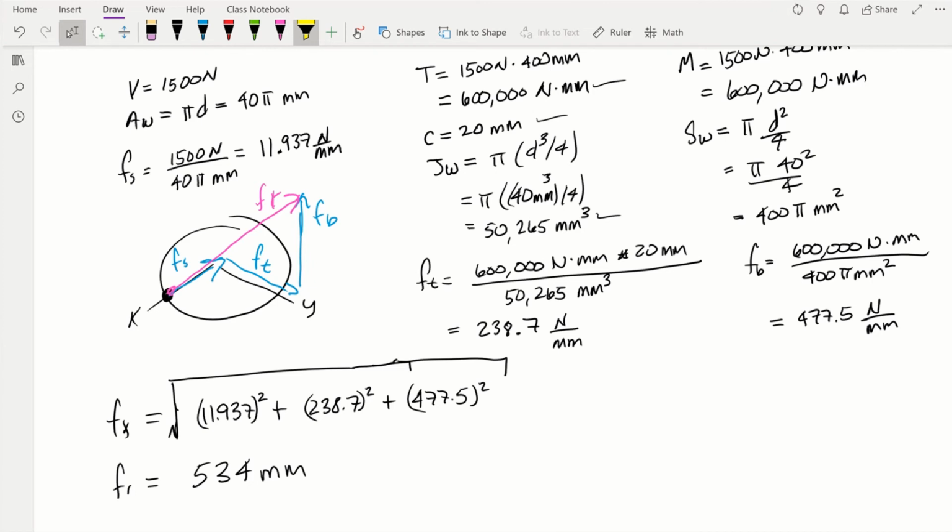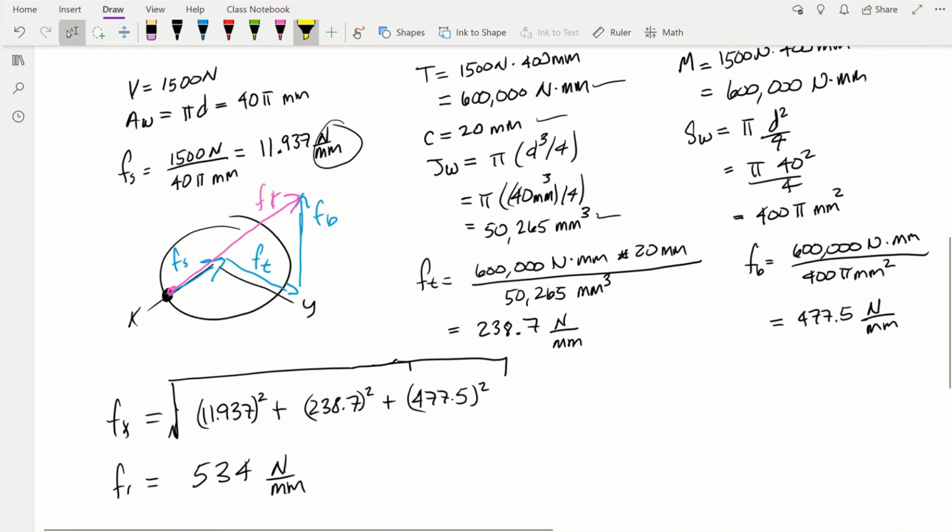Now this 534, I'm sorry, not millimeters. This is Newton per millimeter. Remember, that's the units of the forces. This is the resultant force per inch of leg of weld.